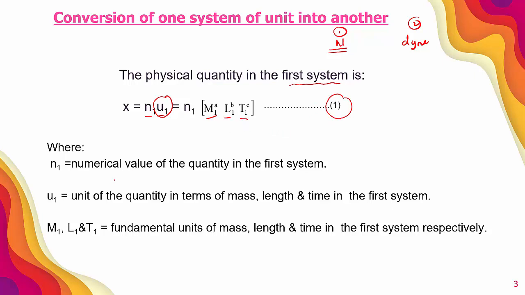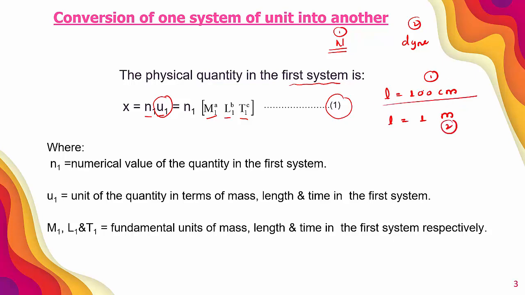Where N1 is numerical value of the quantity in the first system. U1 is unit of quantity in terms of mass, length and time in the first system. M1, L1 and T1, these are the fundamental units of mass, length and time in the first system respectively. Is it clear? This is for the first system. Or we can take the example, length is equal to 100 centimeter. This is first system. L equal to 1 meter. This is the second system.